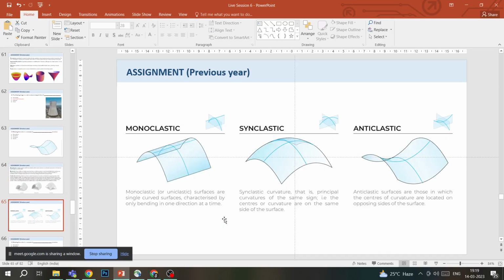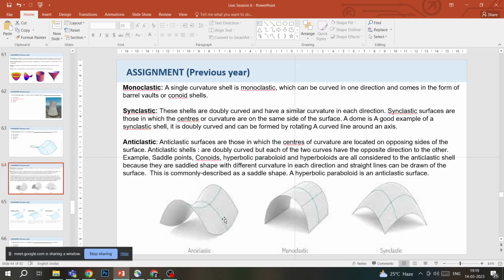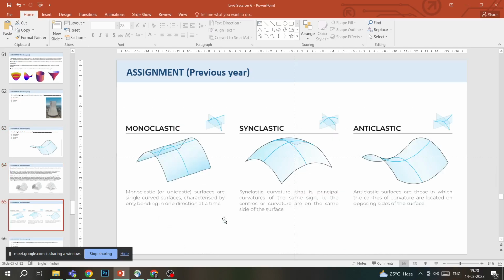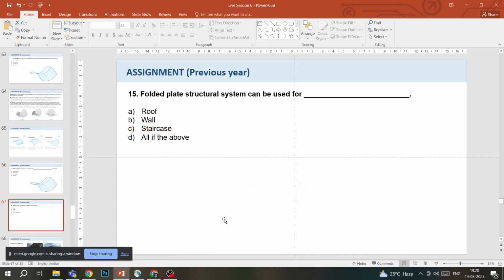Then we saw these images, and going back, it is very evident that it has two curvatures, so it is not monoclastic, and the centers of both the curvatures are in different directions. That means it is not synclastic, it is anticlastic. And bipolar is not a curvature type, so we are not covering it.